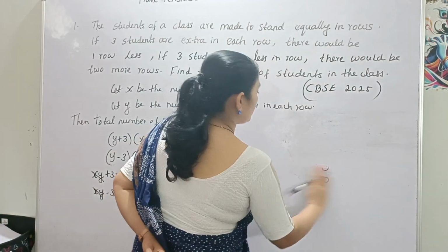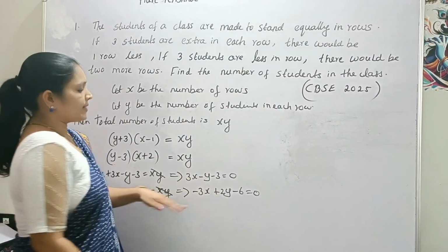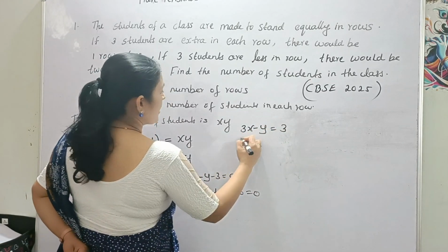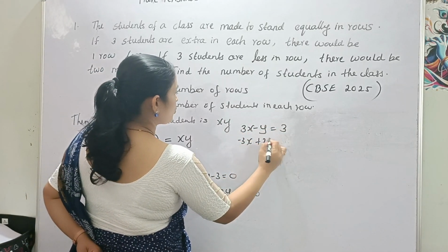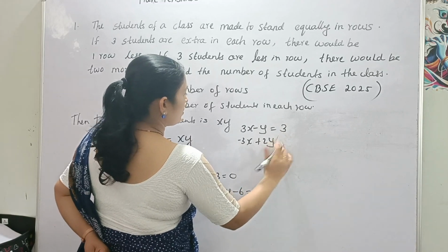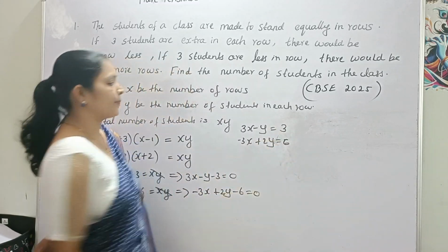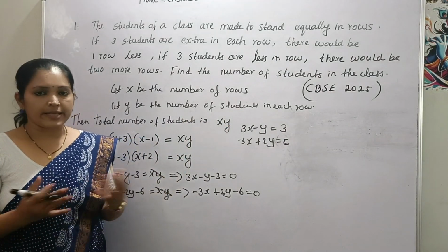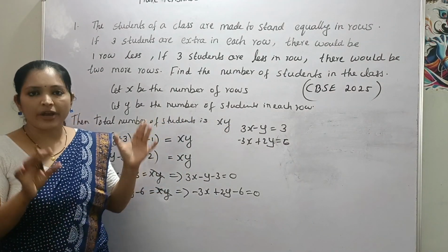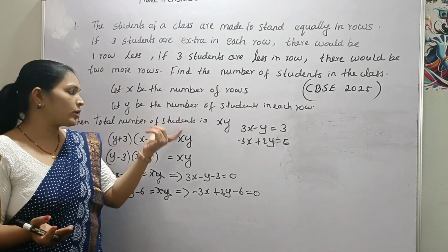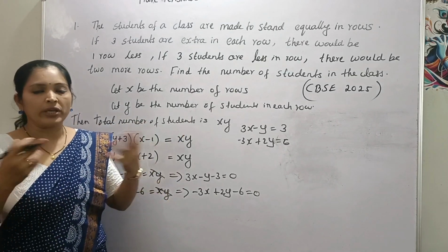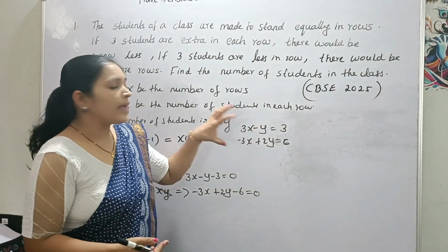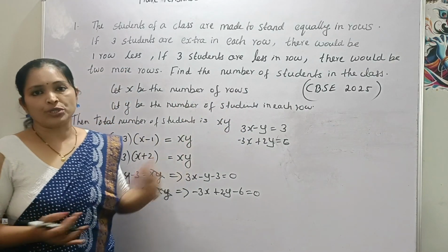Okay. Now, let's rewrite this equation. 3x minus y is equal to 3 and minus 3x plus 2y is equal to 6. Okay. Now, we have to find the values of x and y, right? Because we have to find the total number of students. Total number of students is xy. So if we get xy values, we can find it, right?